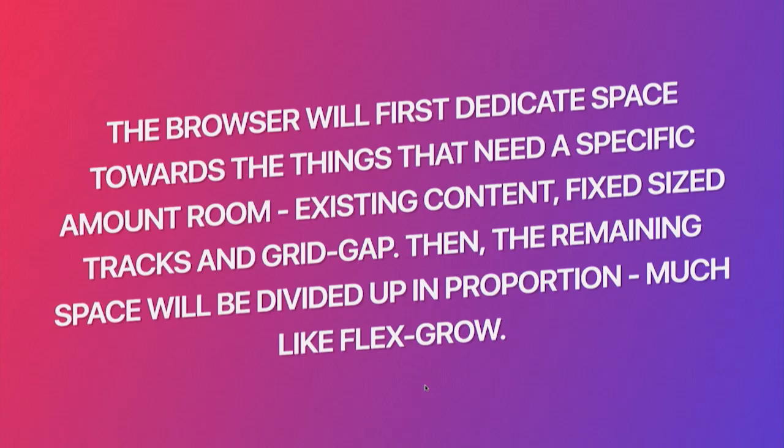So the way that these FR units work is that the browser will first dedicate space towards things that need a specific amount of room. So you have existing content. Maybe you have an image that has a width of 500 pixels in there. Fixed size tracks that you already have. Grid gap. These things are like, okay, we've already budgeted for these elements in the grid. They need this much room.